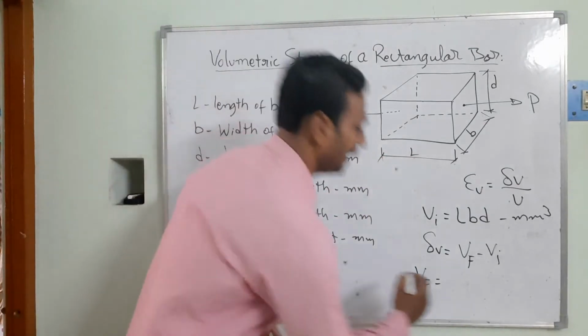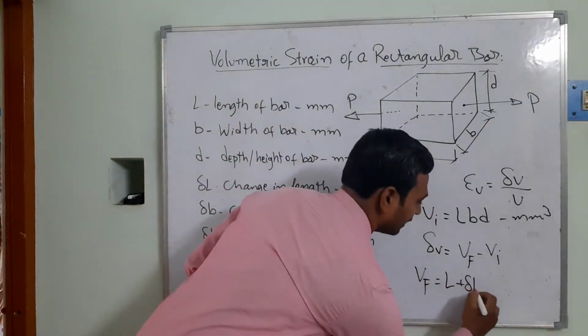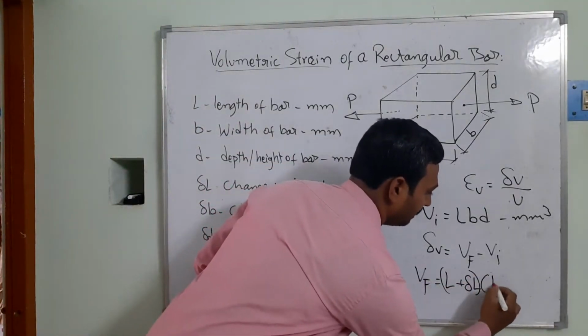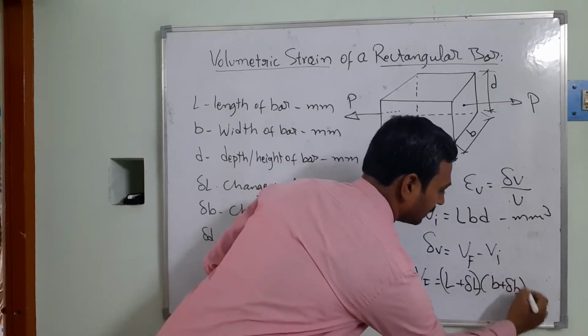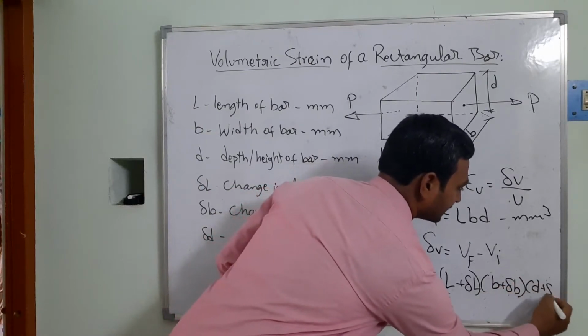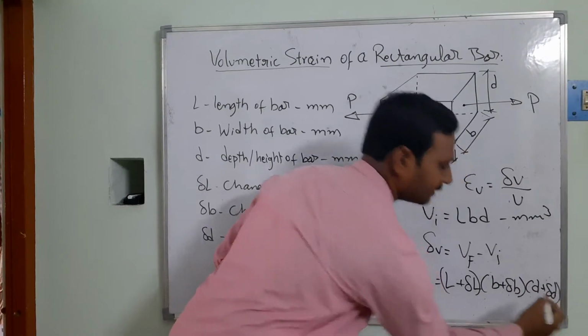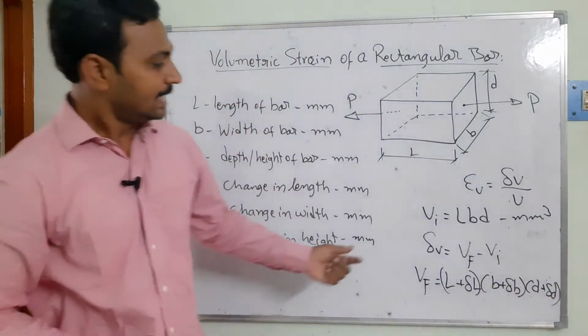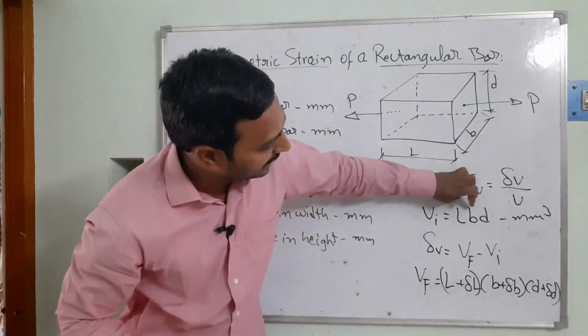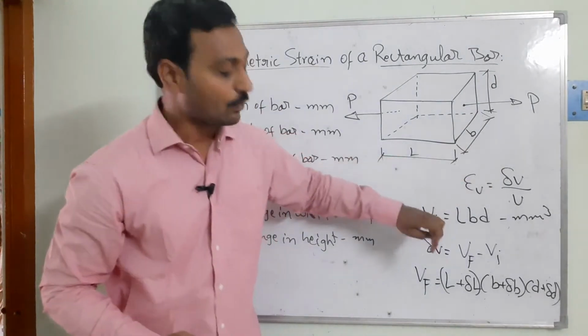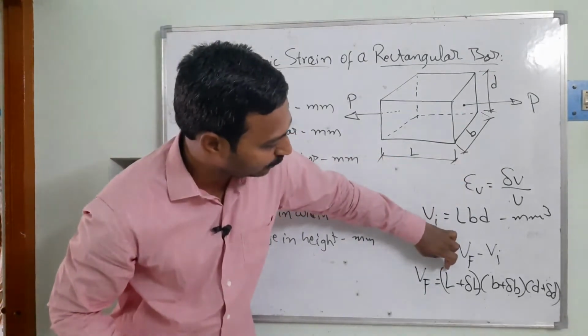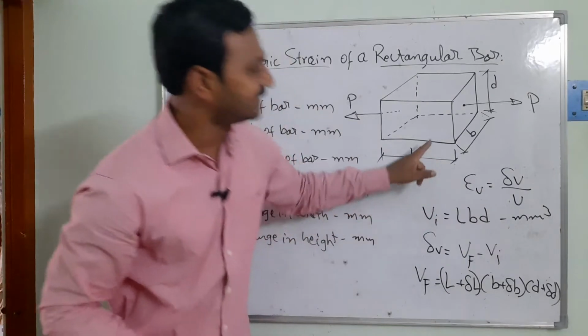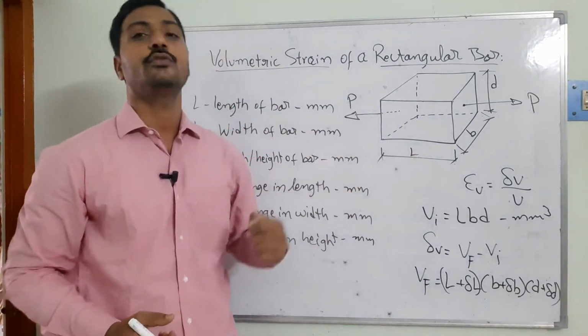I am going to be taking L plus del L, B plus del B, D plus del D. Can you see here? The original volume is equal to LBD. But the same way we are going to take the final volume, because the changes in the dimensions also need to be taken into consideration.